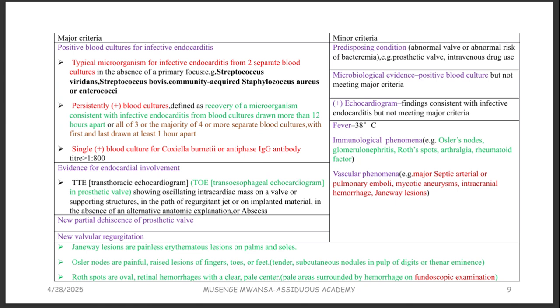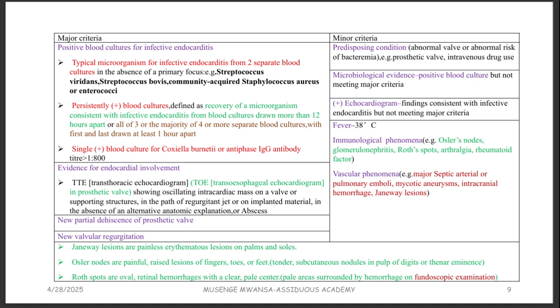And then you have got fever. Someone that has got a temperature greater than 38 degrees. You also have immunological phenomena where you've got Osler nodes, glomerulonephritis, Roth spots, arthralgia, rheumatoid factor, and then vascular phenomena. For the vascular phenomena, the only sign that you look for there is Janeway lesions. The others, you have got septic emboli, pulmonary emboli, mycotic aneurysm, intracranial hemorrhage. So these are the minor criteria.